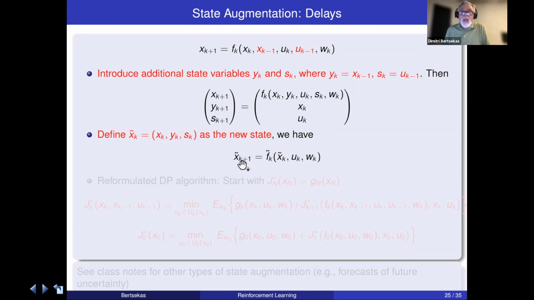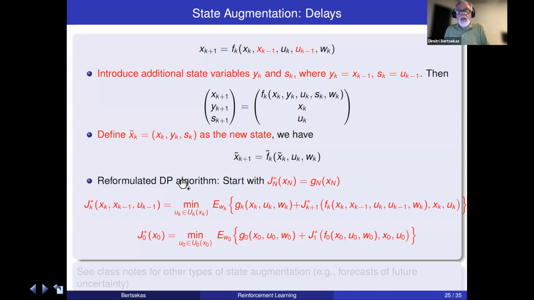So we call this x tilde. So this is x tilde_{k+1}. x_k, y_k, and s_k is called x tilde_k. u_k appears here. w_k appears here. And f tilde_k is a multidimensional version of this equation here. It's a new system equation with a bigger state vector. And now we can work with that in the dynamic programming framework that we know.